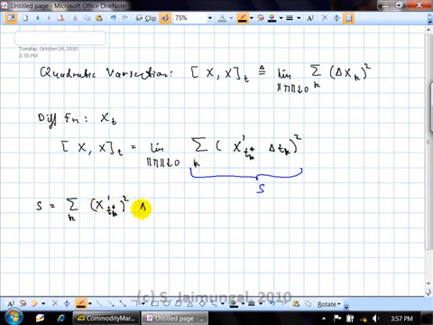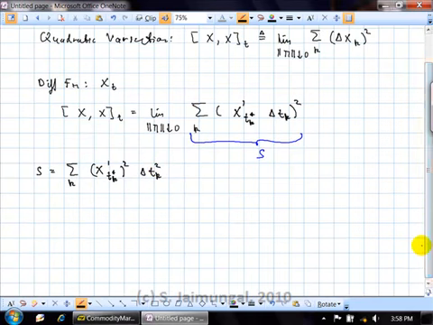So this is square times delta tk square. What I would like to do is show again that this sum is bounded by something, and I'm going to show that that bound in fact goes to 0. So the trick here is to take this delta tk and break it up into two pieces: delta tk times delta tk. That's a triviality.